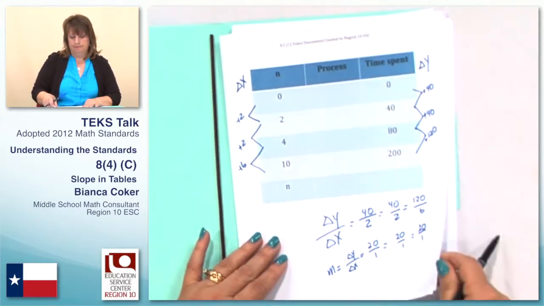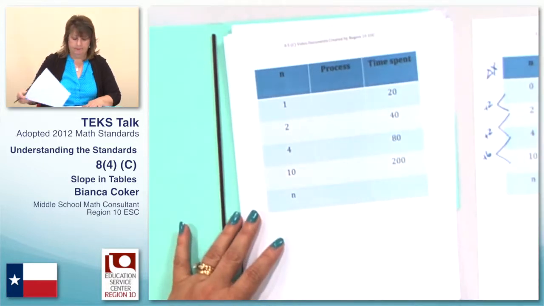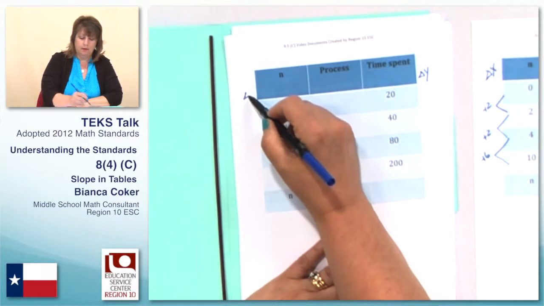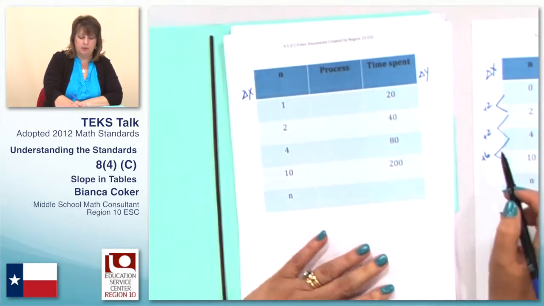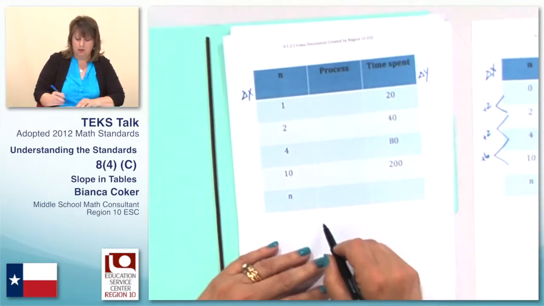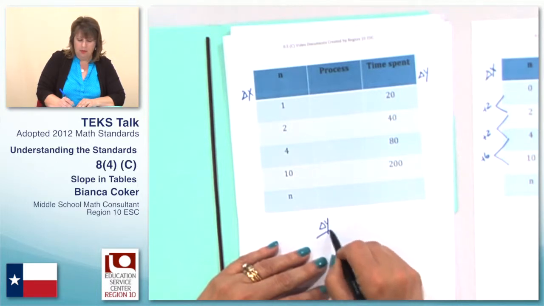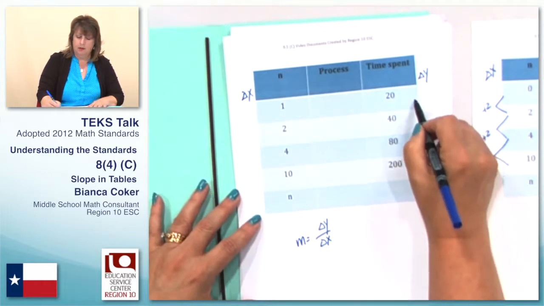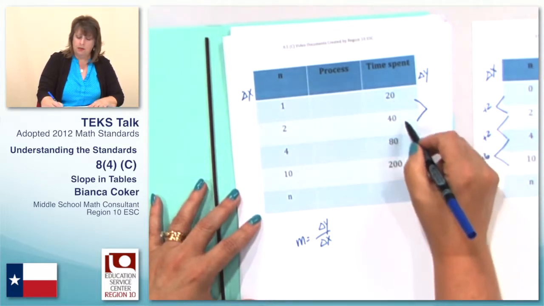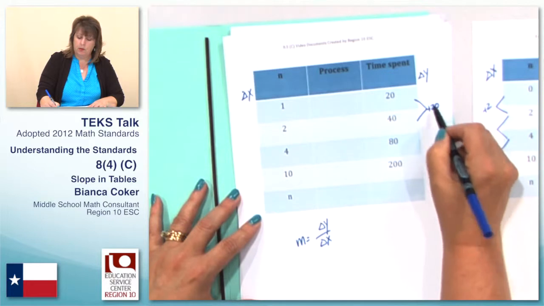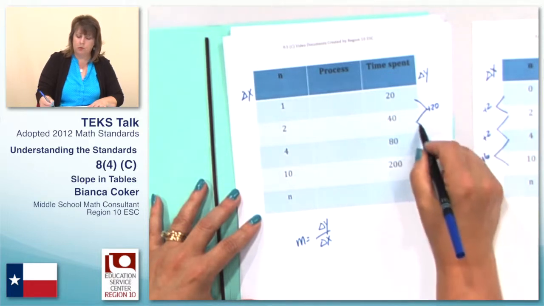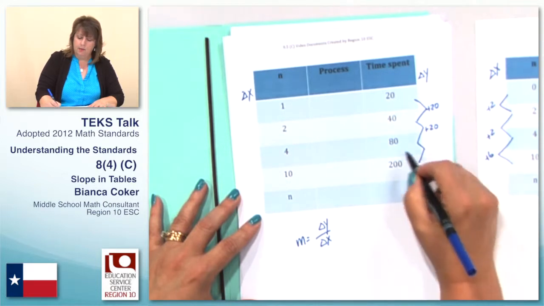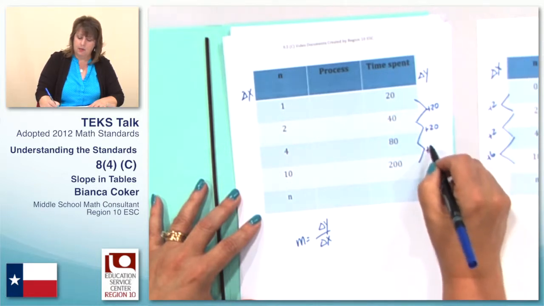Let's look at another one. In this one, again, we're looking for our change in y, or our change in our dependent variable, to our change in x, our change in our independent variable. The ratio of the change in y to the change in x is our slope. So we look at our first number and our second number and we say, what do we have to add to go from 20 to 40? What do we have to add to go from 40 to 80? And what do we have to add to go from 80 to 200?